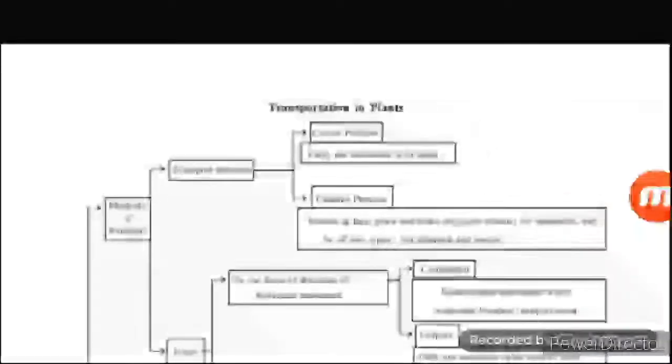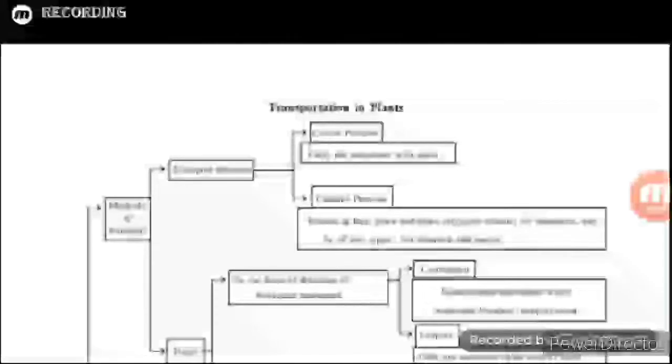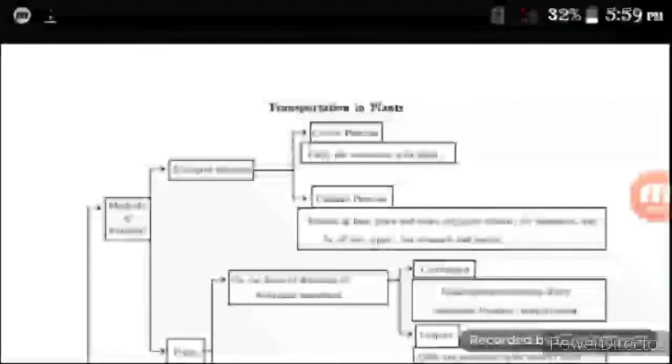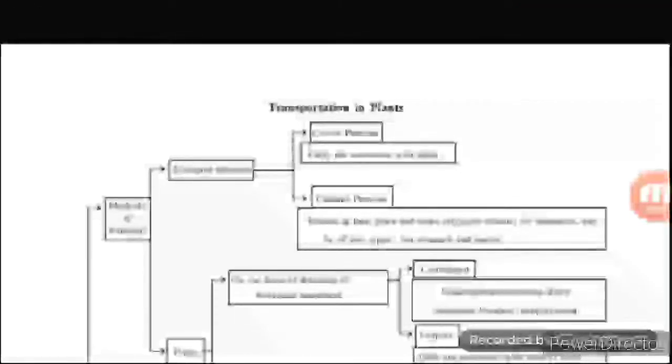I'm going to give you a brief about this chapter. In this chapter, Transport in Plants, what you are going to learn is this. The first is the methods of transportation, plant water relations, pathways of water movement, and transpiration, that is loss of water vapor from stomata.